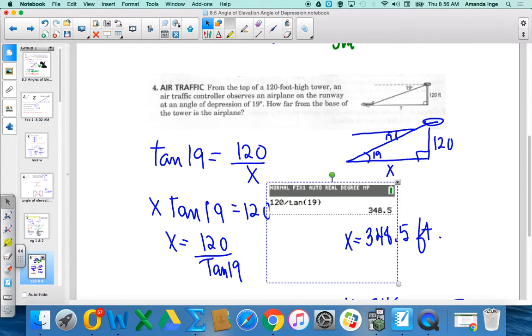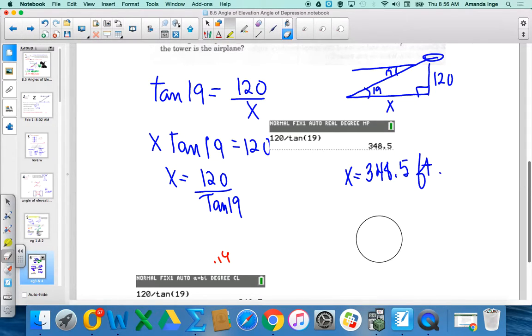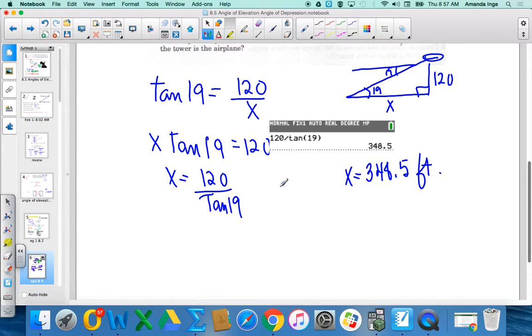Why'd you put 120 over tangent? Well, the tangent is equal to the opposite over the adjacent. Oh, okay, that makes sense. So it's opposite. Now stand on the angle and walk opposite. So 120 is opposite. X is adjacent.